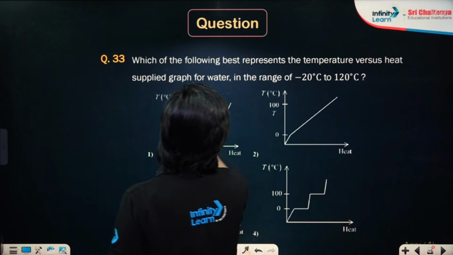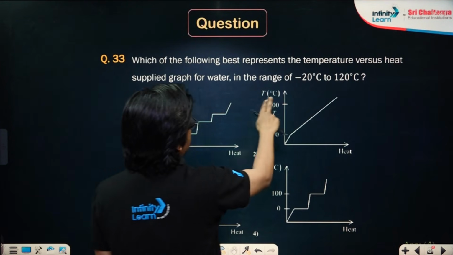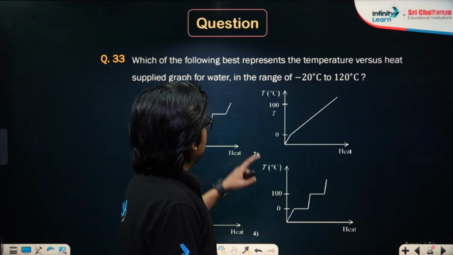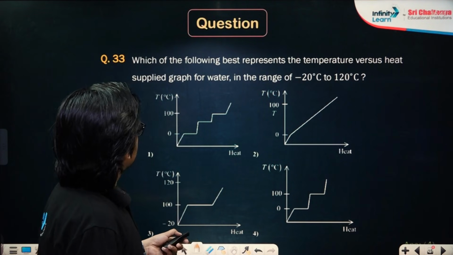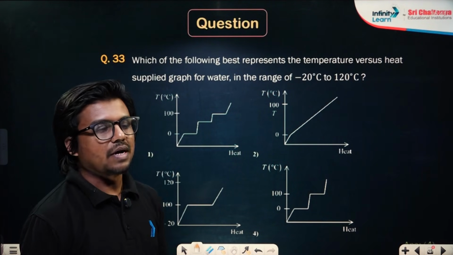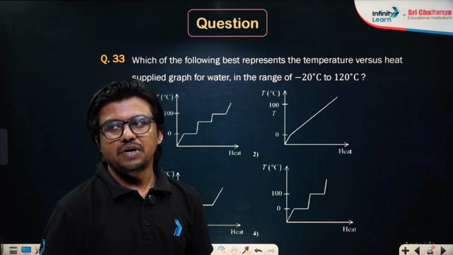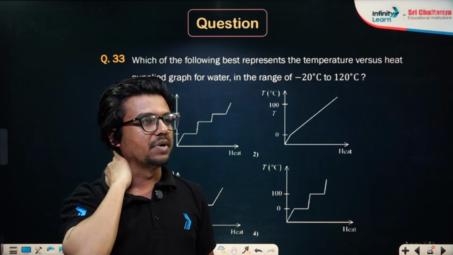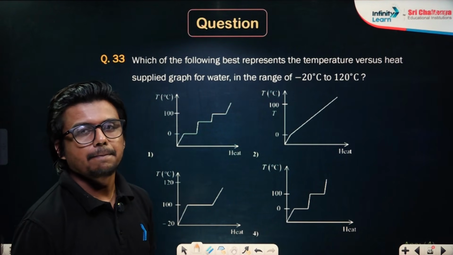Now the next one: which of the following best represents the temperature versus heat supplied graph for water in the range minus 20 degrees Celsius to 120 degrees Celsius? So at minus 20 degrees Celsius, water is ice. When you start increasing the temperature, it will take heat up to 0 degrees Celsius to increase its temperature. And at 0 degrees Celsius, it will start melting.